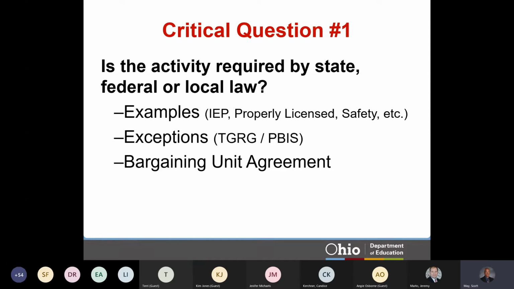Also, when it comes to local law, it's important to ask: is this an LEA bargaining unit agreement? If you are doing any of those, then you would not be able to use federal funds.